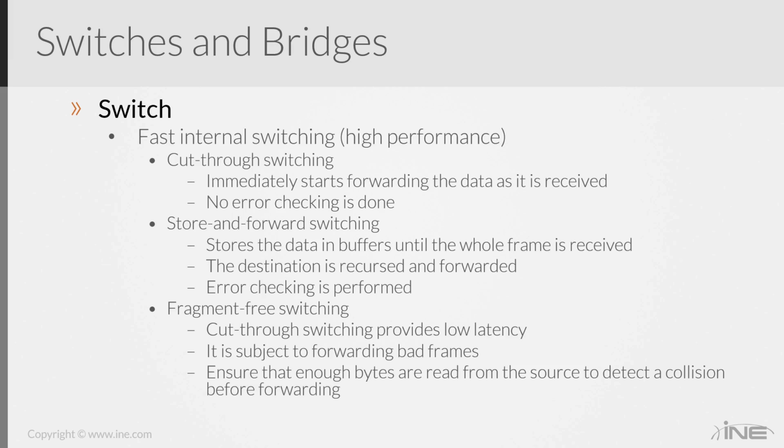Typically the way this works is that anything from 0 to 63 bytes, anything that happens in that first portion, is considered to be a collision. When you look at the show interface statistics of an interface, you'll see these collisions, you'll see late collisions, things like that. A collision typically happens within the first 64 bytes. If it doesn't happen in the first 64 bytes, it doesn't get detected by fragment-free switching.